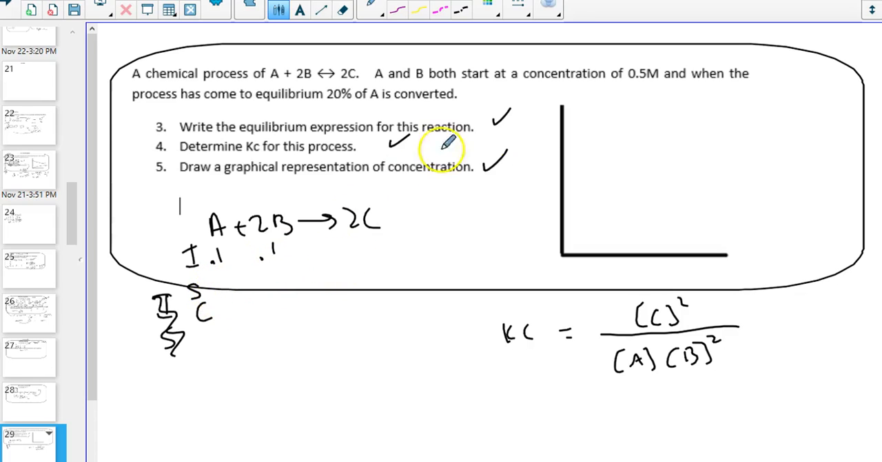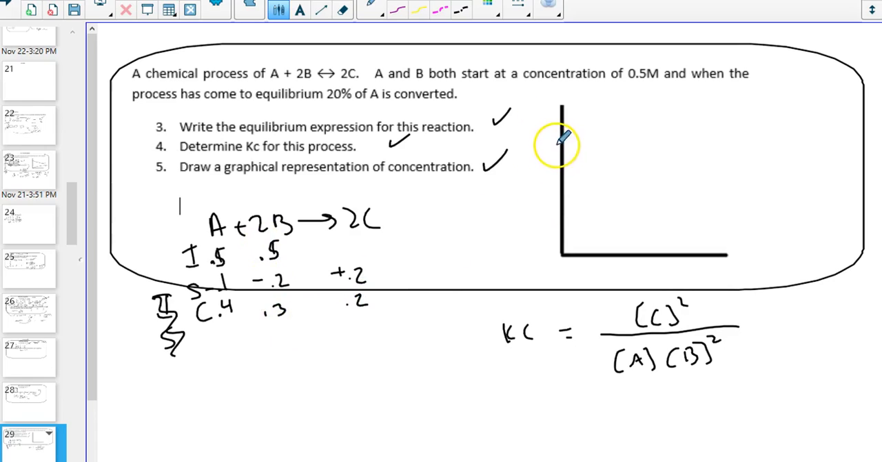And then it says both A and B start at 0.5, okay? 0.5 and 0.5. And 20% of A goes to product, so this is 0.1. So 20% of A goes to product, which means I'm leaving behind... if 20% goes to product, then I'm losing 0.1, and I'll have 0.4. I'll then lose 0.2 and gain 0.2, and now I complete the entire thing, 0.3 and 0.2.